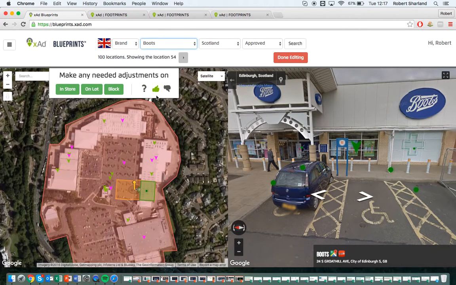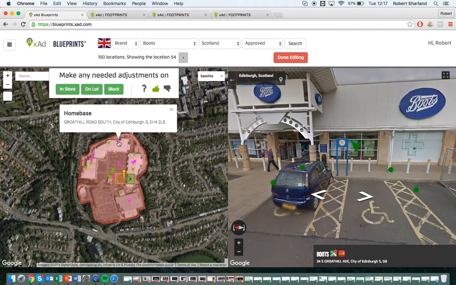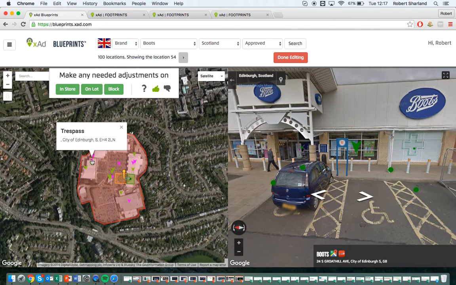So, into the issues of using radiuses instead of blueprints, which we use at Exad. If we assume that in fact the postcode is somewhere in the middle here, and you drew a circle around it large enough to get the entirety of Boots, then you're going to pick up at least one, maybe up to 4 or 5 of these other stores, and you can start to see that there's TK Maxx, Habitat, Homebase, Nike, Clark's Shoe Shop, Trespass, Clothing. There's a lot of other places here.